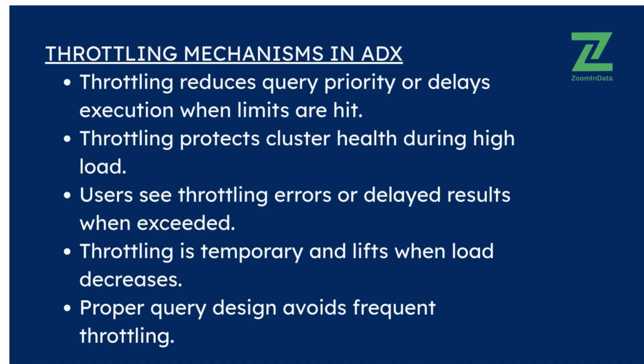Next up is throttling mechanisms in ADX. Throttling reduces query priority or delays execution when limits are hit. Throttling protects cluster health during high load. Users see throttling errors or delayed results when exceeded. Throttling is temporary and lifts when load decreases. Proper query design avoids frequent throttling. Throttling is ADX's way of saying, slow down, to keep everything running smoothly for everyone.